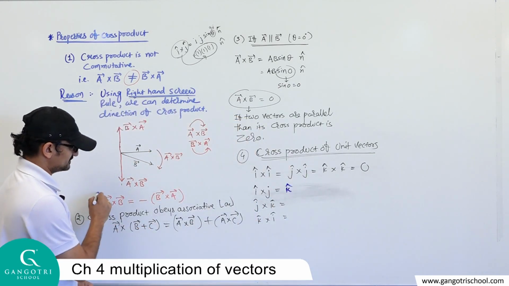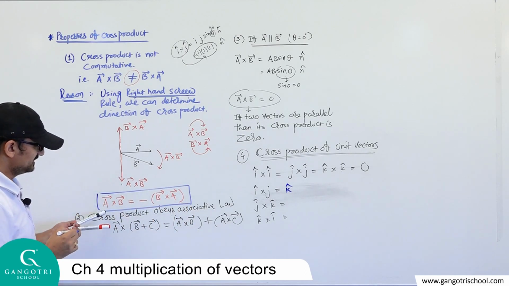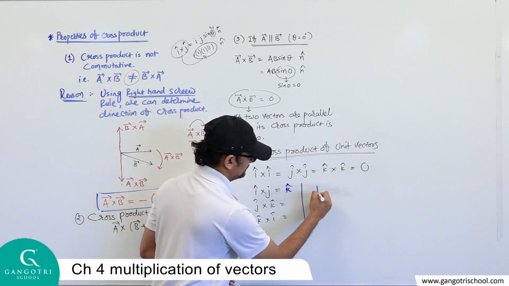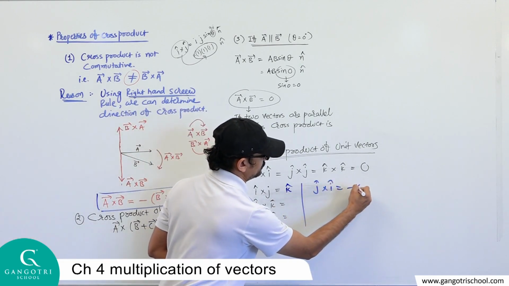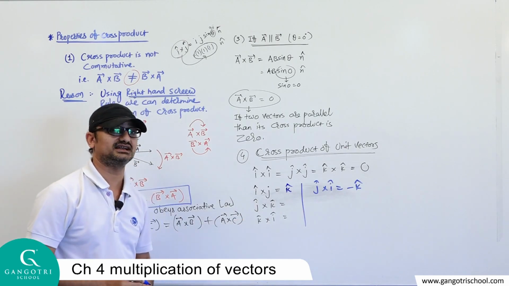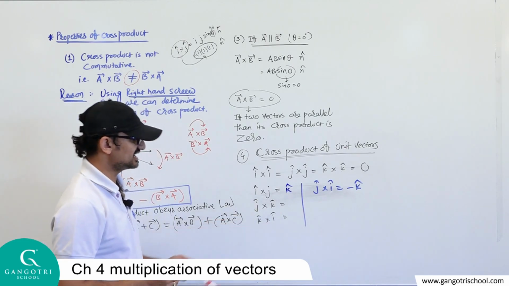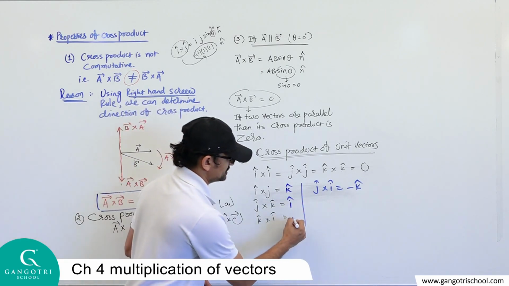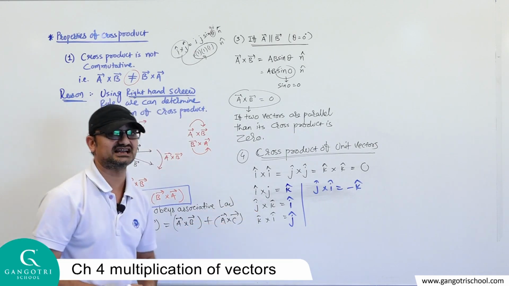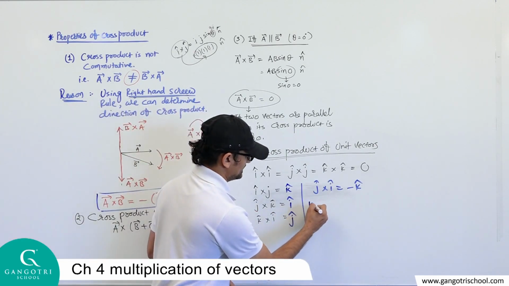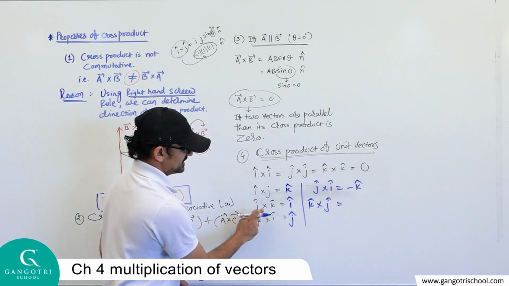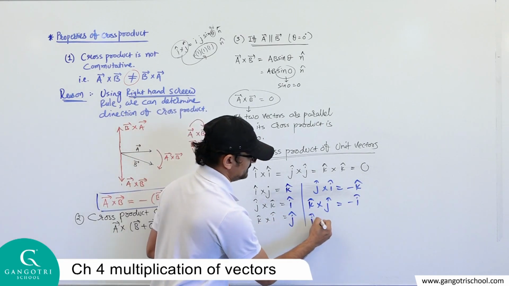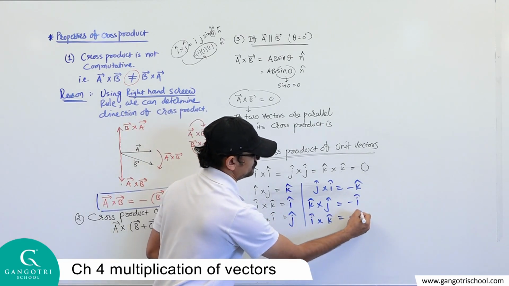As per this concept, A cross B and B cross A are opposite. So i cross j is k caret, then j cross i is equal to minus k caret. You can check with the help of the right hand screw rule. Now j cross k is equal to i caret and k cross i is equal to j caret. Now check yourself using the right hand screw rule. In the same way, k cross j is minus i, and i cross k caret is equal to minus j.